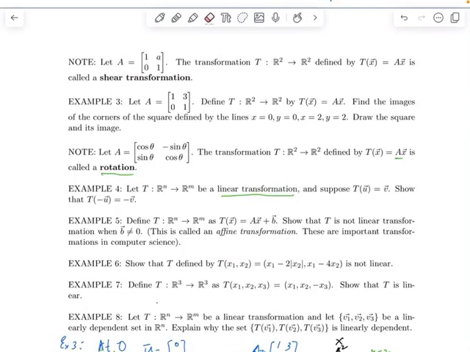Continuing with section 1.8. So section 1.8, we are going to look at more examples and more definitions. If we have a matrix A like this, where the first row is 1, a, and the second row is 0, 1, where a can be any real number, then the transformation from R2 to R2 defined by T of x is equal to Ax is called a shear transformation. So what is a shear transformation?